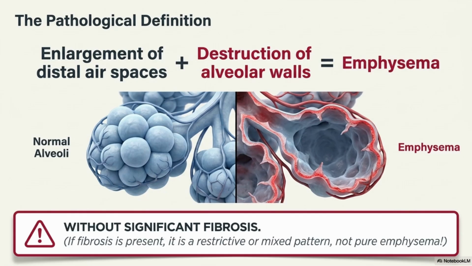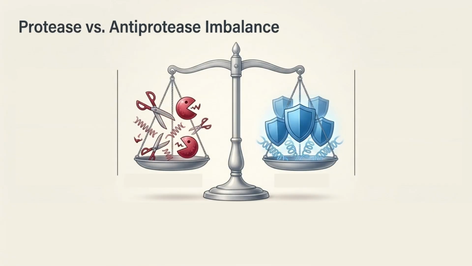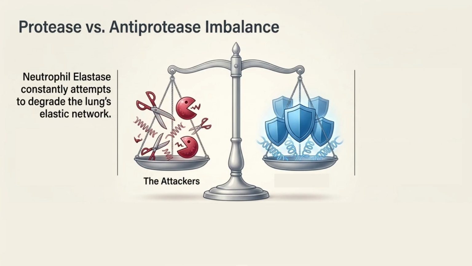So what is destroying those walls? It all comes down to a protease versus anti-protease imbalance. Look at the scales on your screen. On the left, we have the attackers, specifically neutrophil elastase. It constantly attempts to degrade the lung's elastic network and is secreted by inflammatory cells during a normal immune response.